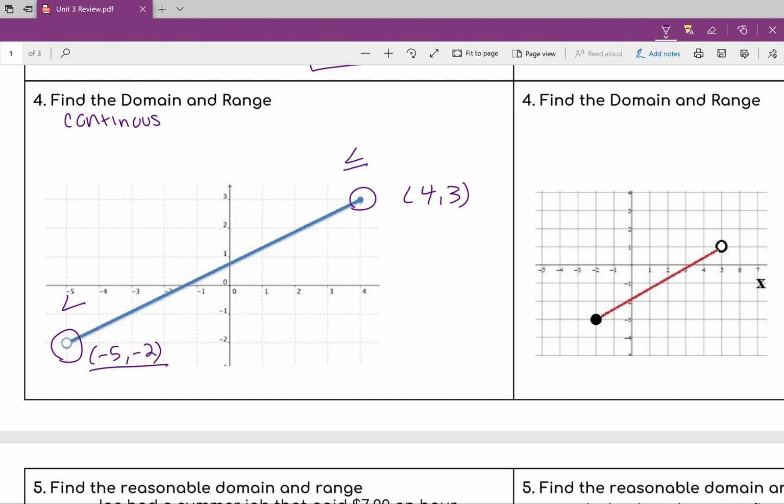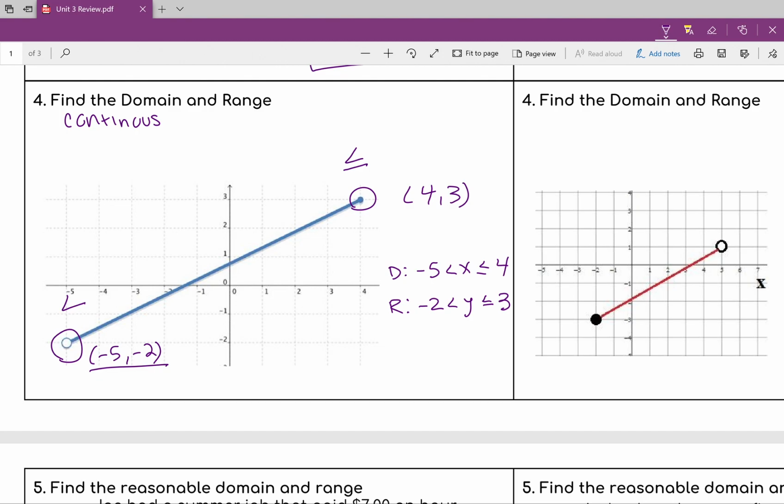So we can write the domain as -5 < x ≤ 4. Remember, the smaller number always comes first. And then the range, the y values, as -2 < y ≤ 3. And that is one way to find the domain and range.